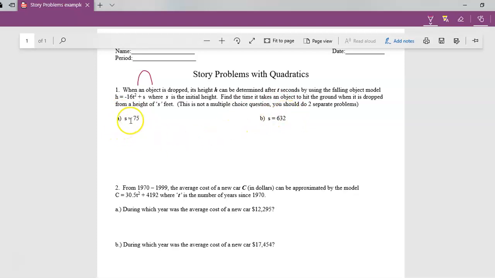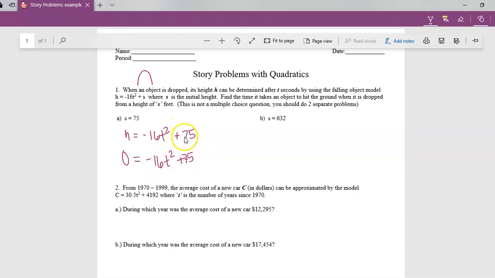So in my formula, I have h equals negative 16t squared. This s is what is given to me, so it'll be plus 75. The height is determined by how many seconds have gone by. If something is dropped, it starts out high and then drops towards the ground, getting lower and lower. Once it hits the ground, the height is going to equal zero. Because this is asking how long it takes to hit the ground, we're going to set our height equal to zero, and then solve for t.